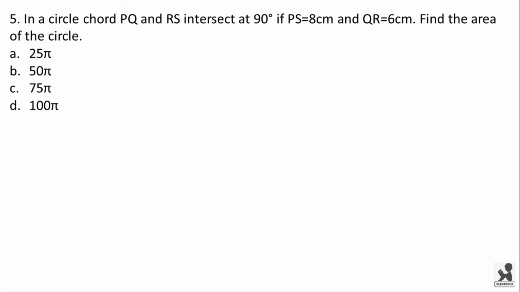This video is the continuation of questions based on chords. In a circle, chords PQ and RS intersect at 90 degrees. If PS is equal to 8 centimeters and QR is equal to 6 centimeters, find the area of the circle.